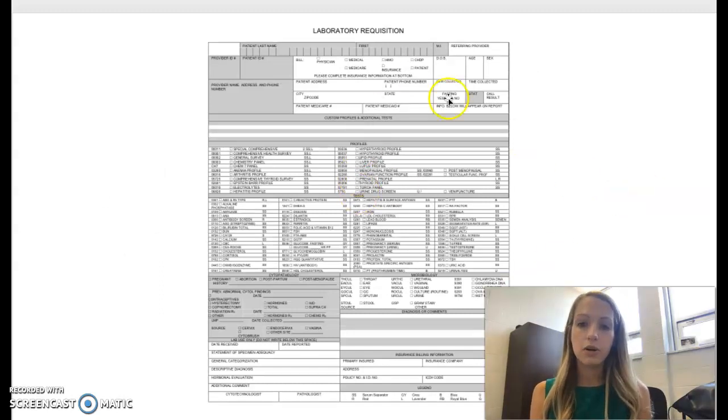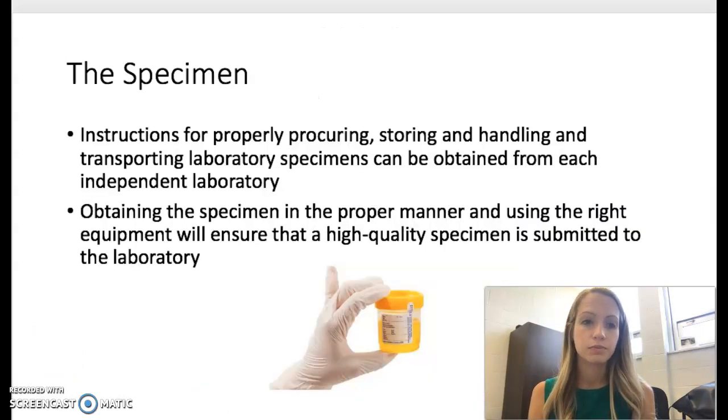Here's an example here. I will also have these in class for you to look over. But again, all of these categories must be filled out so that the lab knows what to process and who to bill and who the results need to be reported to.